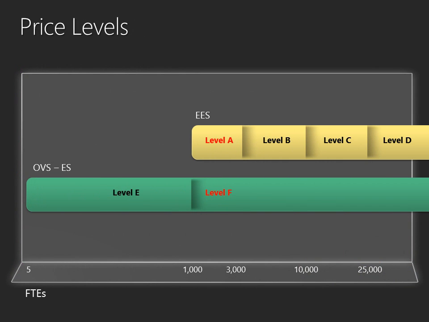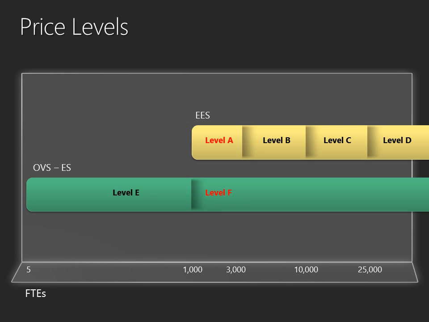Now, the price levels do vary for OVS-ES and EES. So let's take a look at OVS-ES first, and we know it's the AERs that can sell this. So we have an entry level of 5 FTEs to start purchasing through OVS-ES, and level E pricing ranges from 5 to 1,000. After that, if you have more than 1,000 FTEs, you move into level F pricing. And this does actually mean that the AERs can now, with OVS-ES, sell into the larger institutions. Now that level F pricing is the same as the EES level A pricing.